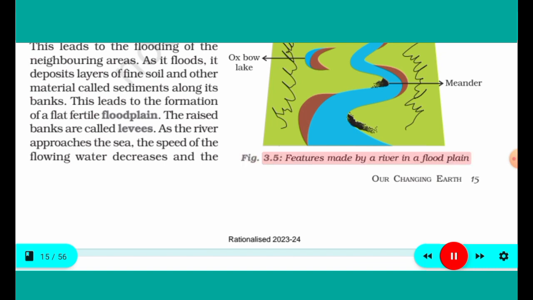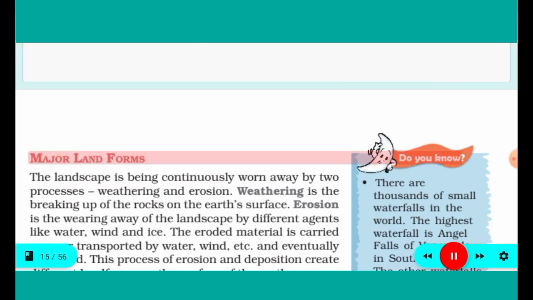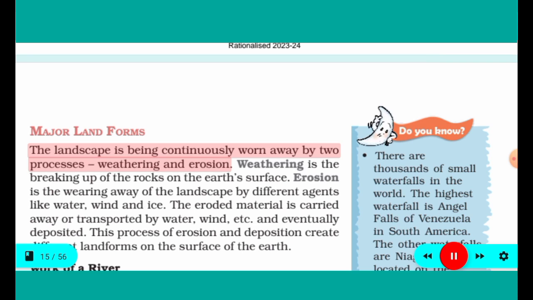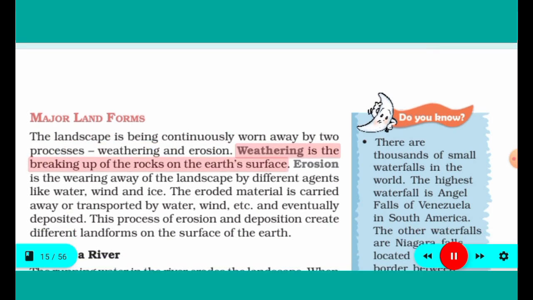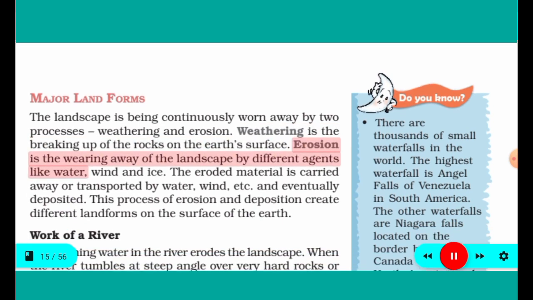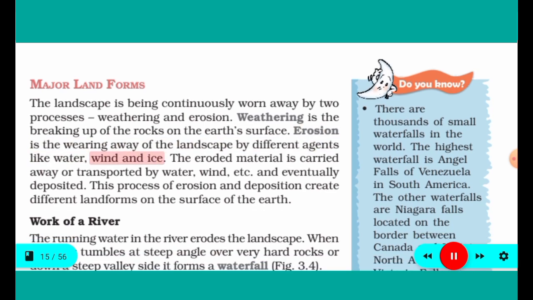Fig. 3.5. Features made by a river in a floodplain. Major landforms. Do you know? The landscape is being continuously worn away by two processes: weathering and erosion. Weathering is the breaking up of the rocks on the Earth's surface. Erosion is the wearing away of the landscape by different agents like water, wind and ice.